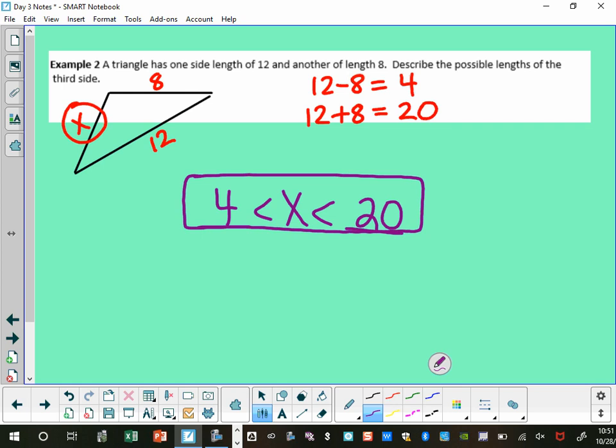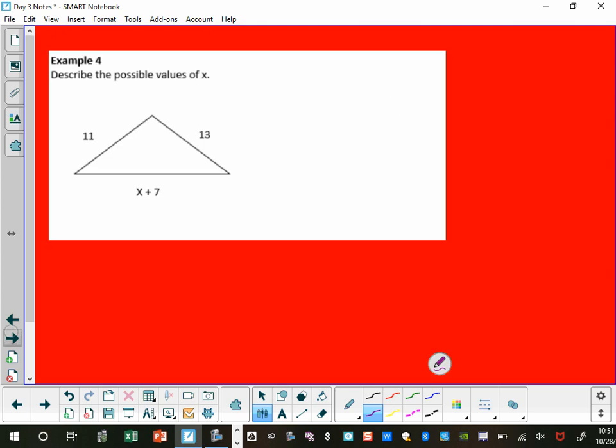All right, let's do the last example, example 4. Now here it says describe the possible values of x. The same thing, but we're going to do it the official way. So I have one side that's 11, one side that's 13, and the last side that is x plus 7. What is my unknown? The x plus 7, right? Let's put that right in the middle.